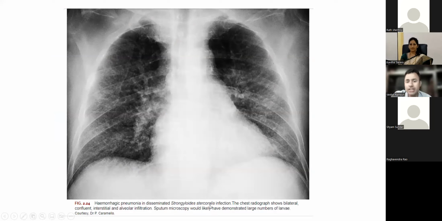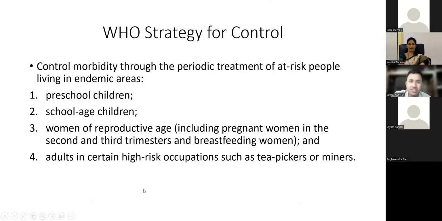Hemorrhagic pneumonia in strongyloides infection, you can see a bilateral confluent interstitial and alveolar infiltration. And usually in these patients with disseminated strongyloides, the filariform larva can be seen in the bronchoalveolar lavage, sputum, body fluids, whereas in uncomplicated disease the rhabditiform larva is seen in the feces.